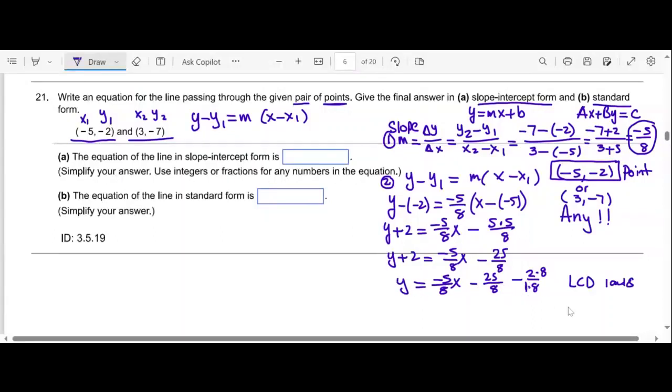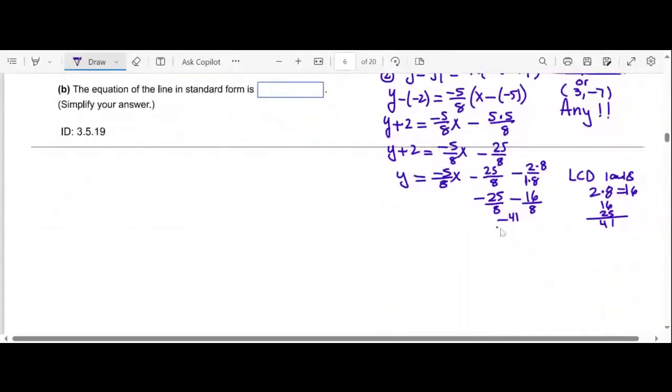Now 2 times 8 is how much? 16. So we're going to put 16 over 8, and we have 25 over 8. So you add negative 16 and 25. That gives you how much? 9. Wait, the video says 41, so it's going to be negative 41 over 8, and you have negative 5 over 8x. That is your answer.